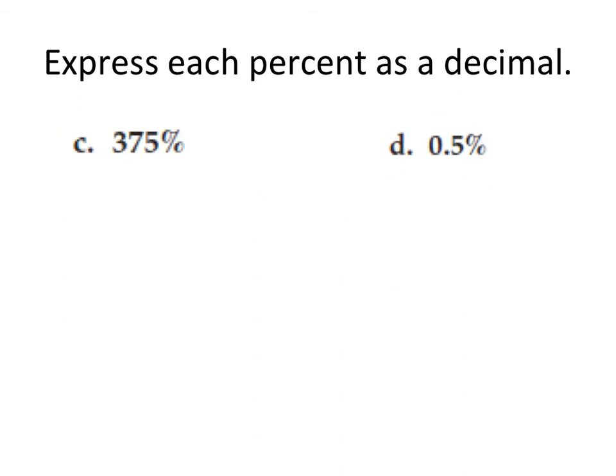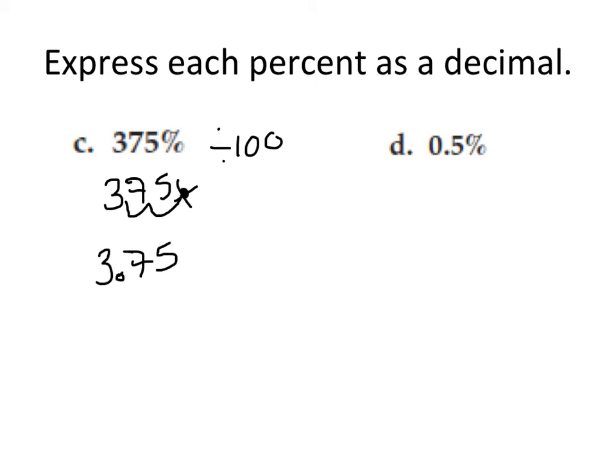Drop the percent sign because we are making our percents into decimals. So 375. Here's that decimal that's there. Move it 2 places because we're dividing by 100. Get rid of the old decimal. Make sure we place our new decimal. And that is our answer.